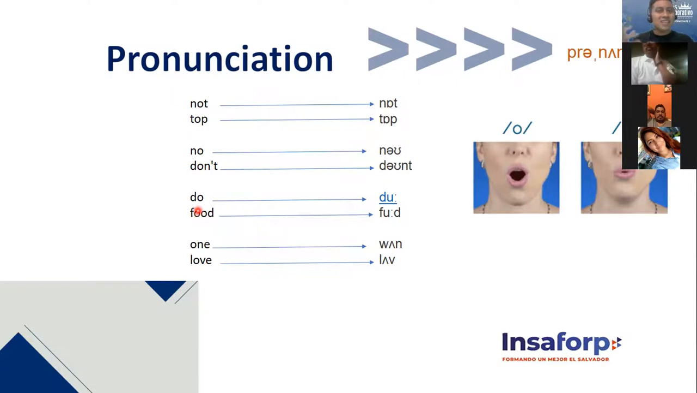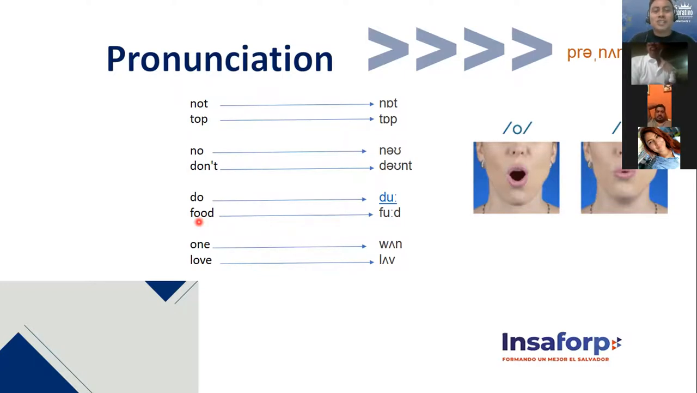So what is that telling me? That I don't have to say it like a no. There's a U sound here. This is a long sound, U, do. Look at this one, food. I do not say food, I say food. So these words, guys, maybe you already know that, right? We don't say food, we say food.